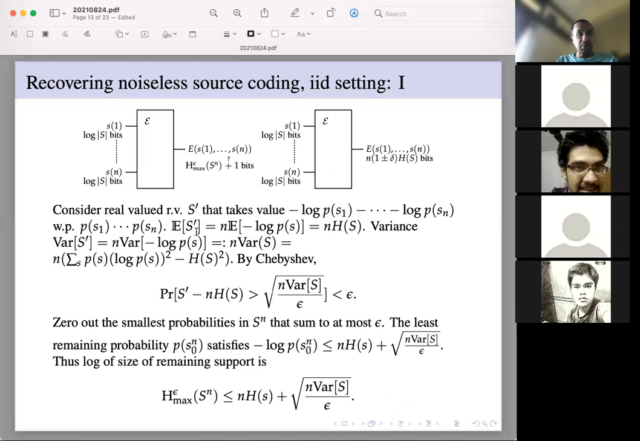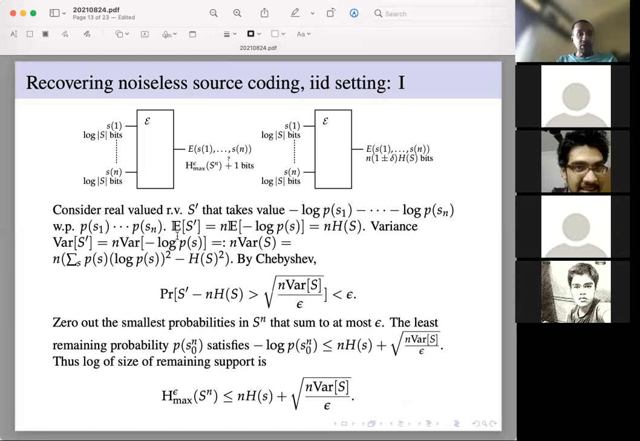So consider a real valued random variable S prime. This random variable takes the real value negative log P(S1), minus log P(S2), so on up to minus log P(Sn). So what is S1, S2, Sn? This is an output from the super source S to the tensor power n. And what is the probability of outputting the tuple S1, S2, Sn? It is just the product of the probabilities. Remember, the super source is made out of n IID copies of the basic source. So the probability of outputting this real value is just given by this expression, P(S1) P(S2) dot dot P(Sn).